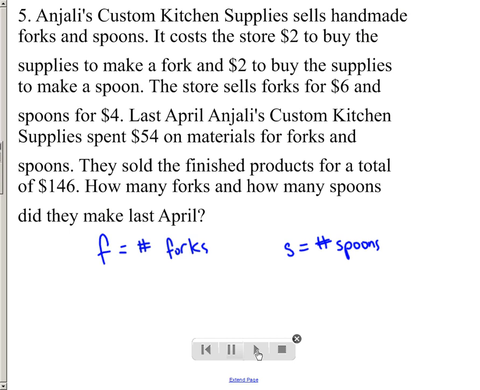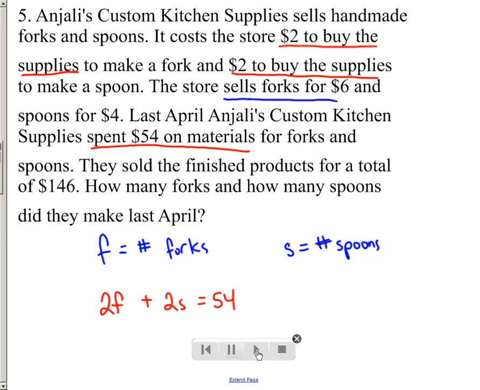Now, as you go through and you look at all those numbers, try to keep track what it means. That's $2 to buy supplies to make the fork. That's $2 to buy supplies to make the spoon. Then they talk about selling. Well, that's totally different. But then finally we bump on to $54, and that was talking about supplies. They spent $54 total dollars to get enough supplies to make all the forks and spoons. So that's your first equation. 2F plus 2S equals 54.